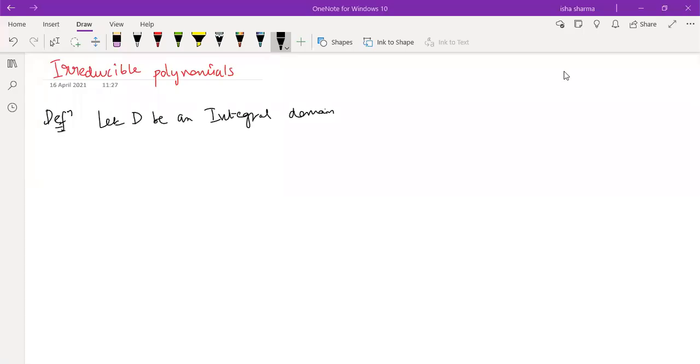Okay. Yeah, thank you. Let D be an integral domain. A polynomial f(x) from D[x]. So basically the underlying ring is an integral domain, and over that we form a polynomial ring and consider one particular polynomial. And then we are defining when we say that polynomial is reducible or irreducible.